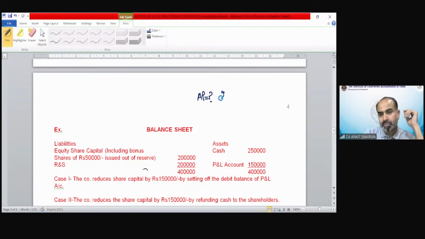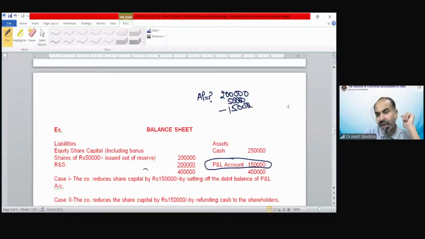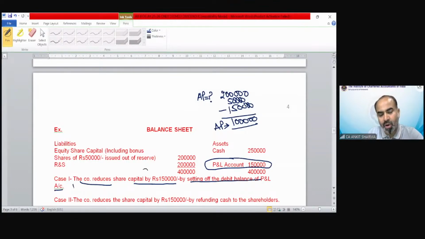Why? The 2 lakh reserve and surplus has been given, and 50,000 has been capitalized. But you can see there is a loss also. That is, the P&L account represents a loss. So this needs to be deducted to find out the accumulated profit. That means my accumulated profit is only 1 lakh. Now, solve this question for me. Case 1 you will solve, case 2 I will tell. Case 1: the company reduced share capital by 1,50,000 by setting off the debit balance of the P&L account. How much would be the deemed dividend in this case?